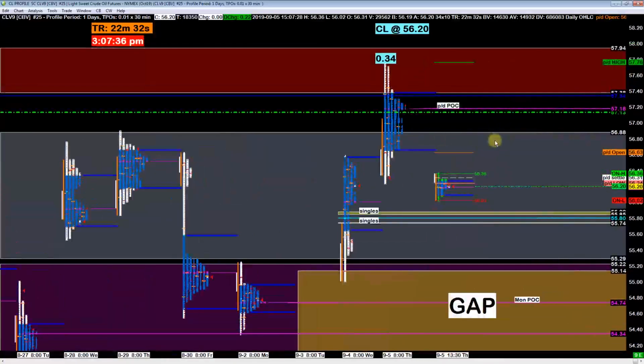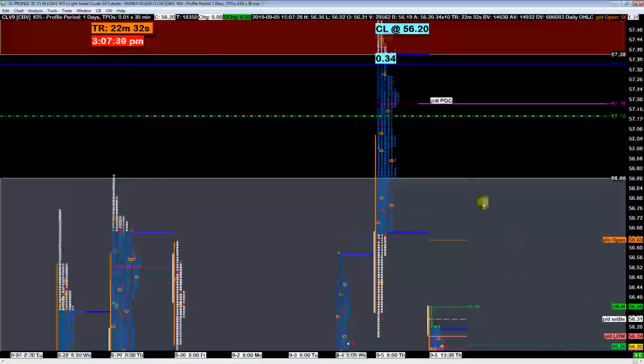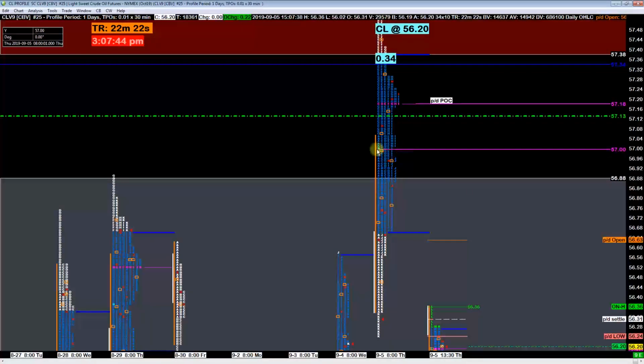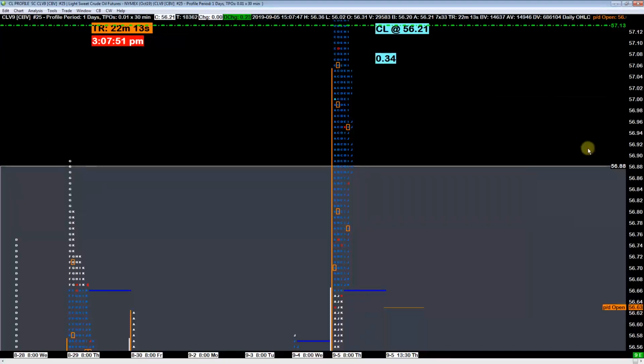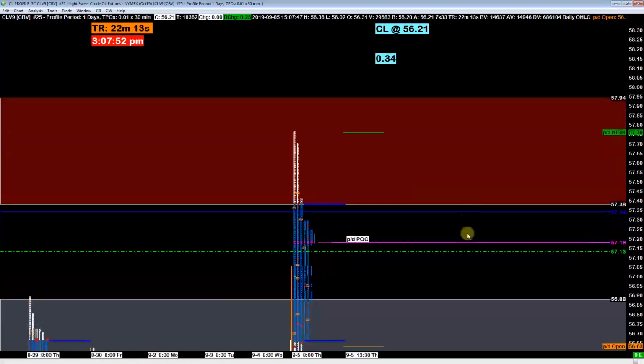Point of control was left at 57.18. Halfback, I think, is a 57. The halfback for today, let me mark it, I believe is 57.01. Yeah, it's actually 57. So I'm gonna get rid of it. I will remember that number for tomorrow.